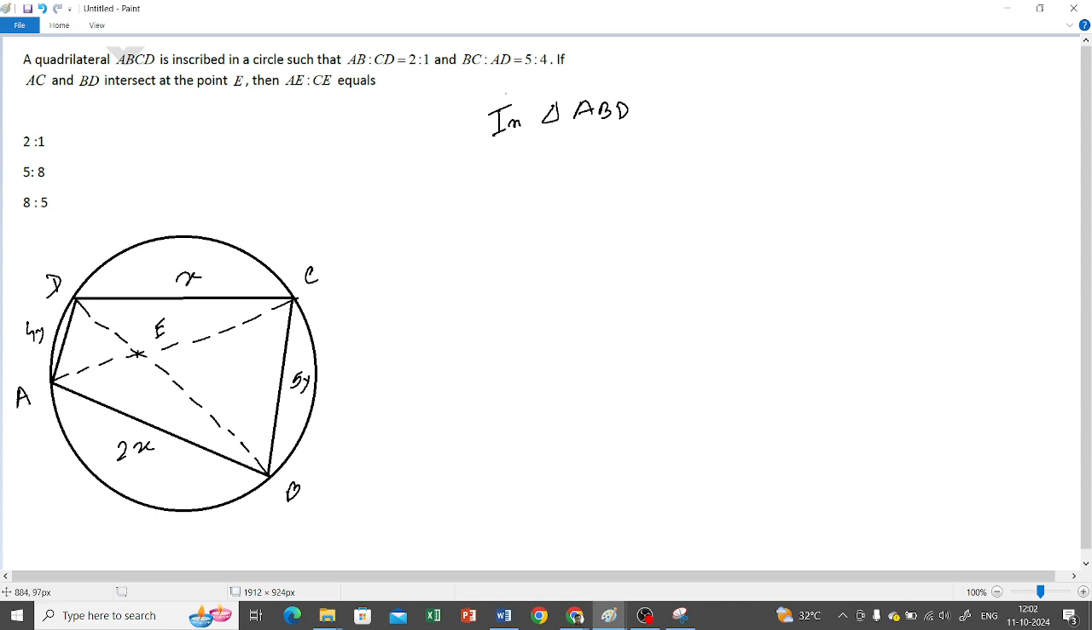Okay, we have to apply some concepts of triangles over here as well. দেখো, angle E is equal to angle A. Angle ADB is equal to angle ACB, right? ADB is equal to ACB. Why?